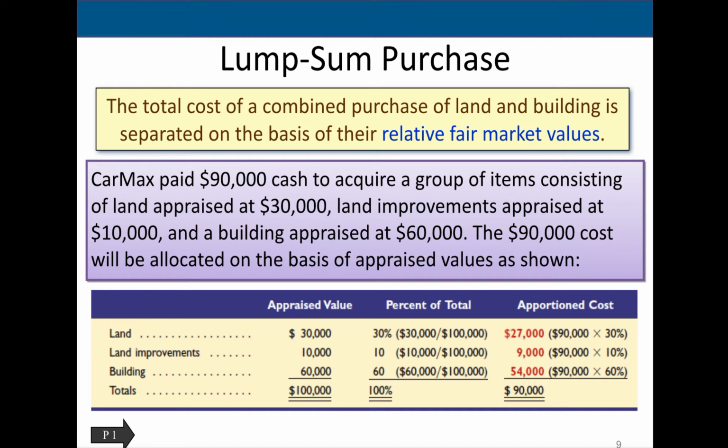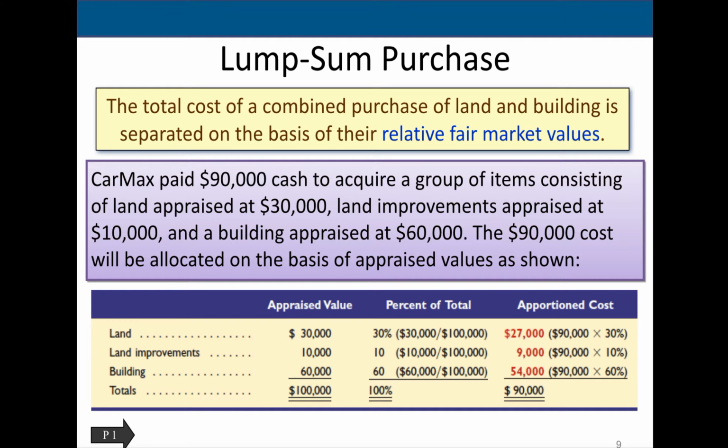In this case, we would have to have someone come out, look at the property, and give us an appraised value of it. So we say we had someone come out, they said, okay, the land's worth $30,000, the improvements are worth $10,000, and the building's worth $60,000, for a total of $100,000. $100,000 is more than what we paid for the property. Okay, that doesn't matter. The only reason we care about the appraisal is we want to know what percentage of the total value should be assigned to each of those categories.